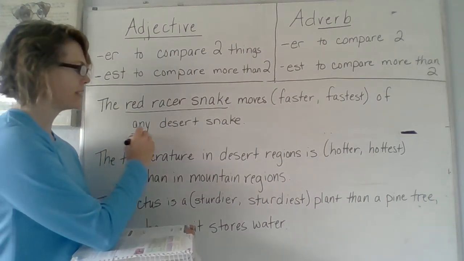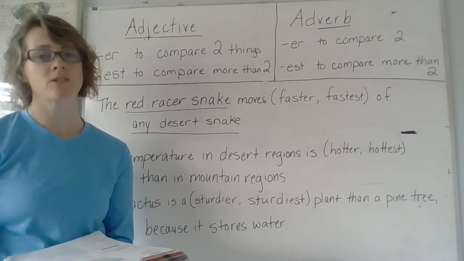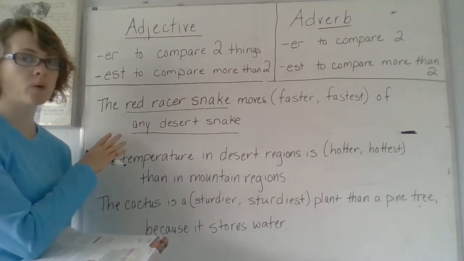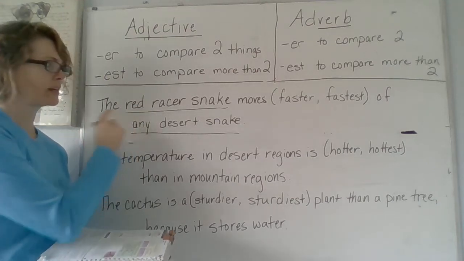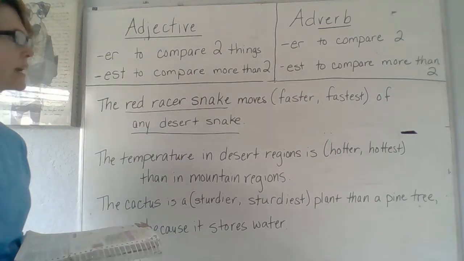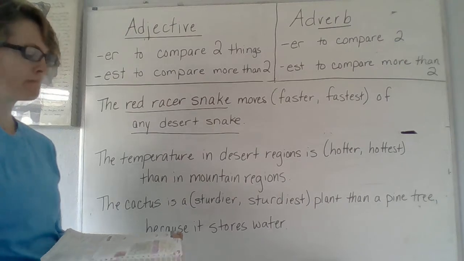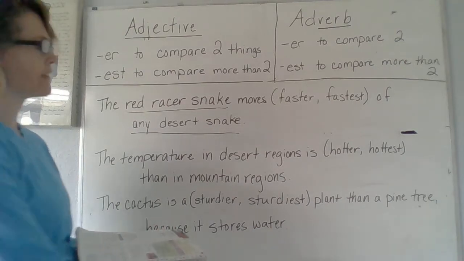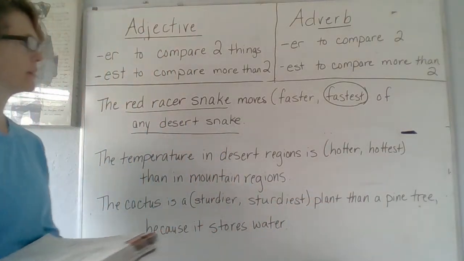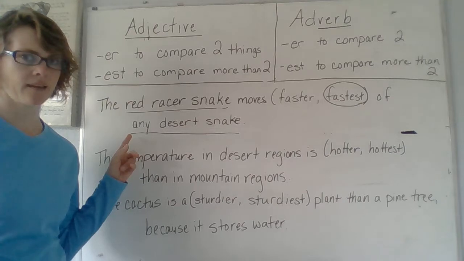This says of any desert snake. I suppose there's probably way more than just one other desert snake. Yeah, so this is going to be comparing more than two things, our red racer snake and any other desert snake. So would I say faster or fastest? You would say fastest because we're comparing more than two. The red racer snake moves fastest of any desert snake.